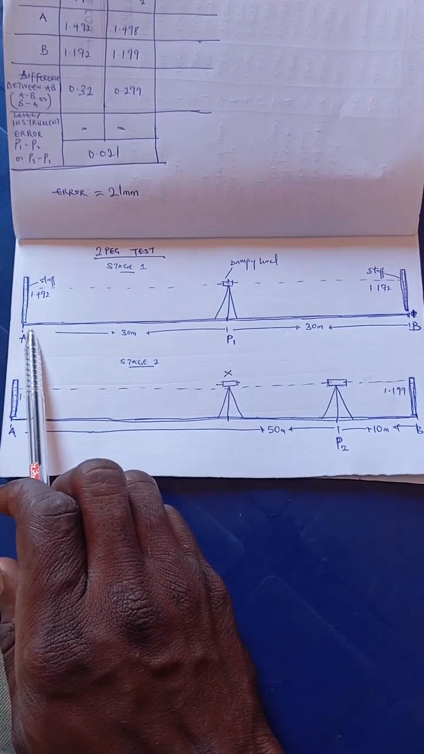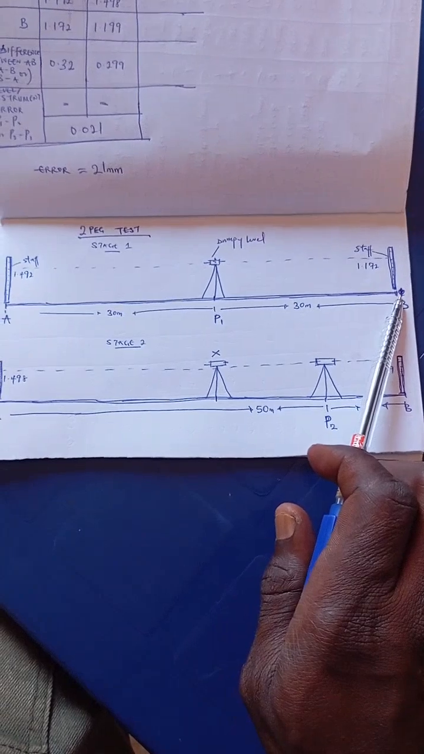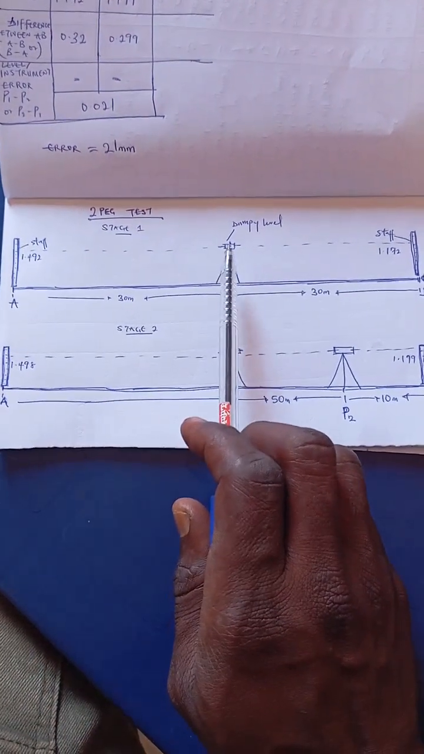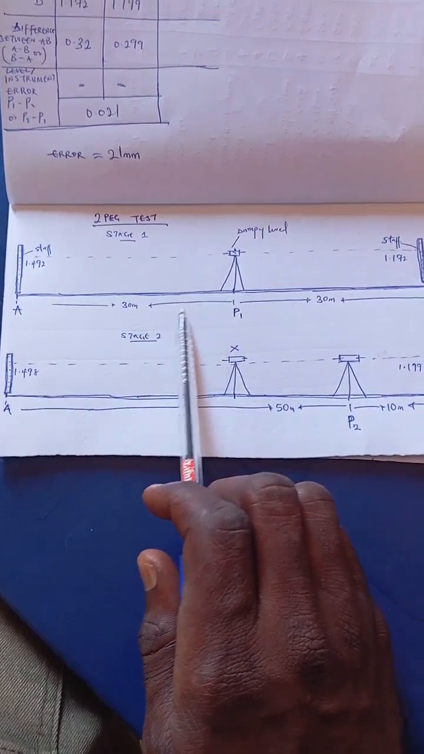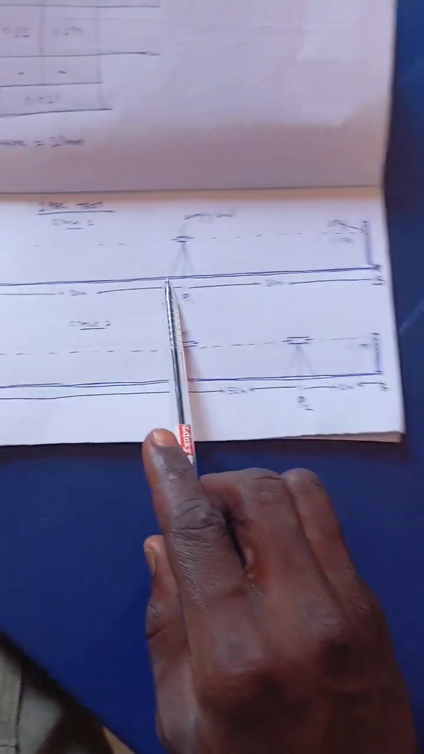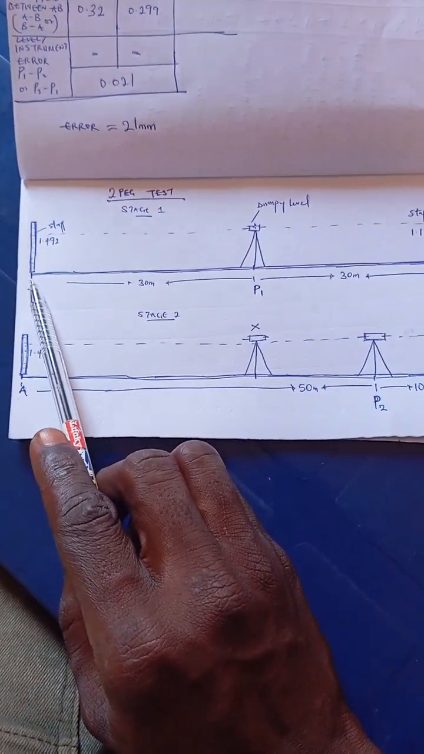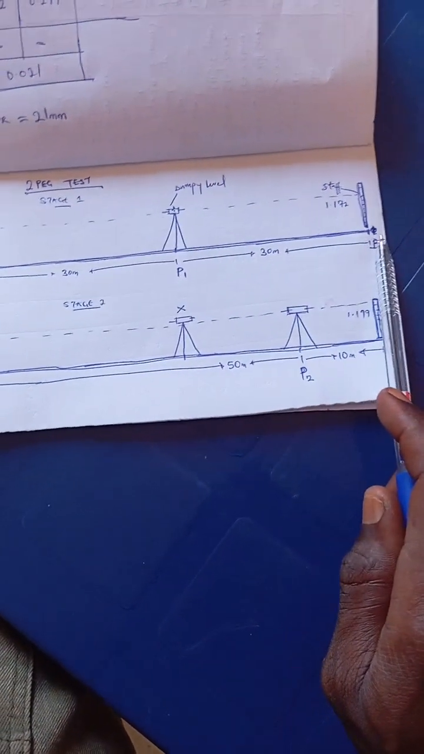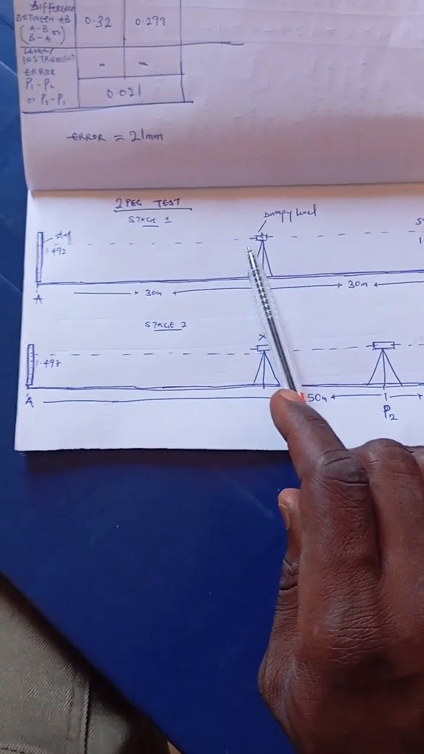Assuming this is relatively flat terrain, and you set your level instrument here. You measure 30 meters to the front, 30 meters to the back. You make sure that you set a particular point here that is relatively plain, and here too. So the first step is that you take your reading.